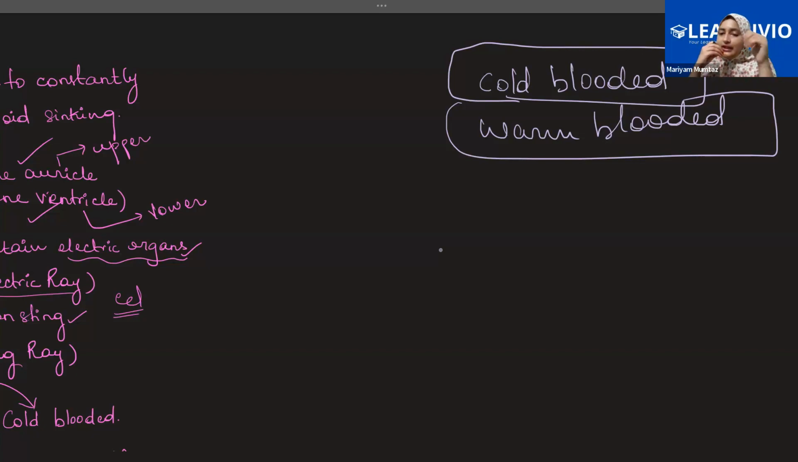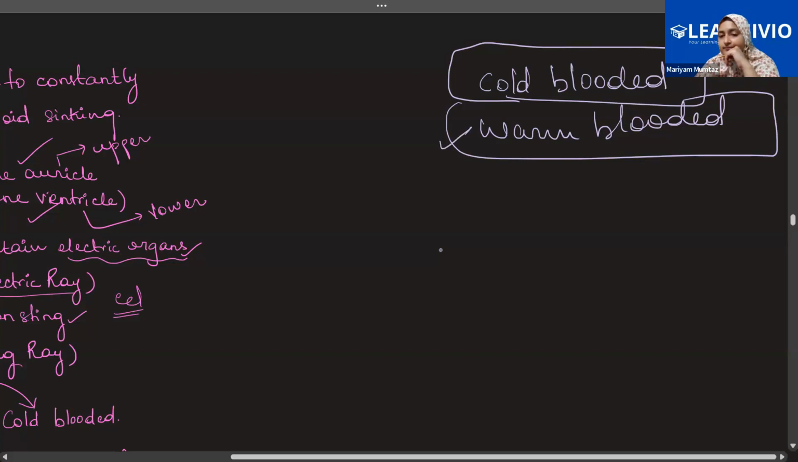Then there is also, like one of you said, the heart. The heart also, to some extent, regulates the body temperature. Also the hypothalamus, which is an endocrine gland. Those also regulate body temperature. So since we are able to regulate our body temperature, we are warm blooded.